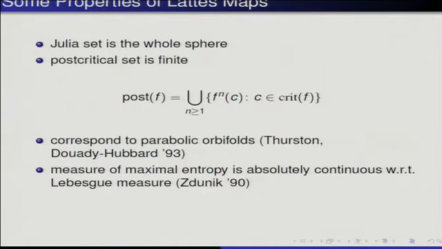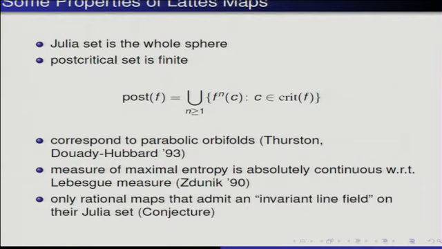And it's the only rational maps whose measure of maximal entropy is absolutely continuous with respect to the Lebesgue measure. And this conjecture was already mentioned in Dick Canary's talk. The significance of this conjecture was shown by Hamenstädt and Sullivan: if the conjecture is true, then hyperbolicity is dense among all the rational maps.